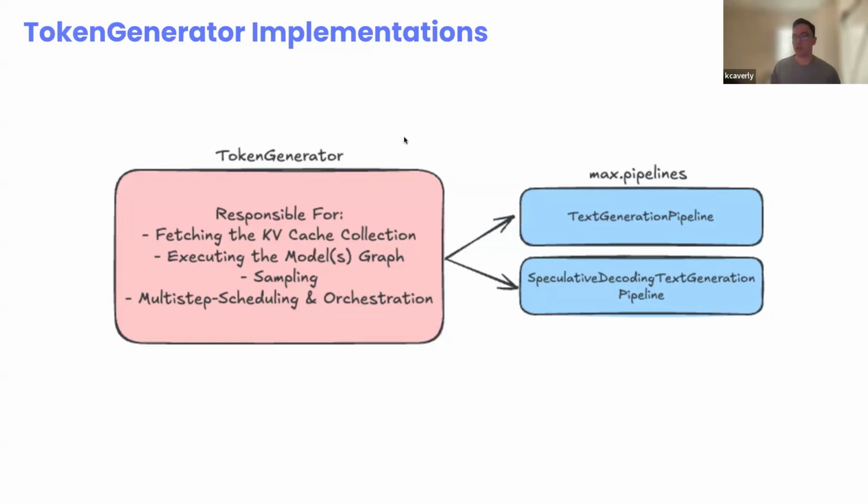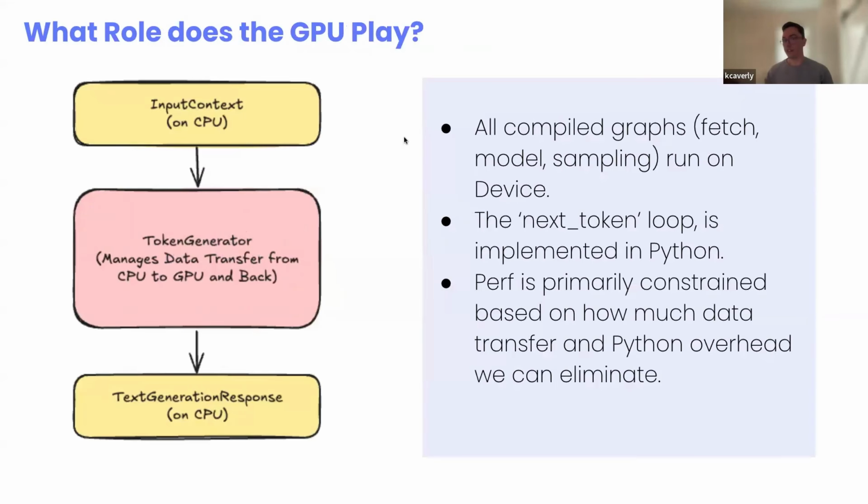The token generator is also responsible for sampling, and it's also responsible for multi-step scheduling and orchestration. And orchestration is a broad term here, but it includes things like generating inputs for constrained decoding. It also manages moving data to and from device, etc. And that's a really core assumption with this token generator, is that it plays probably one of the most primary roles that we have currently in performance related to data transfer.